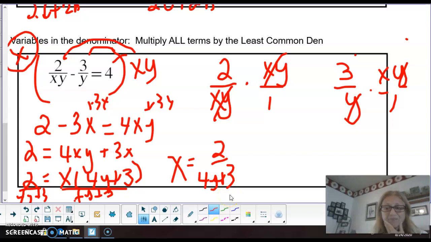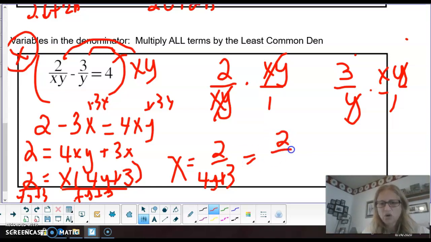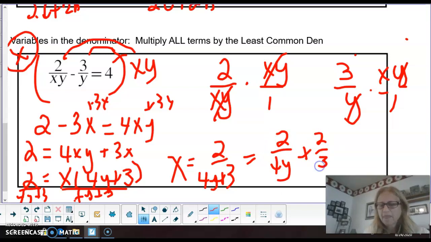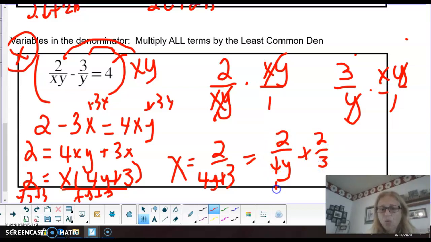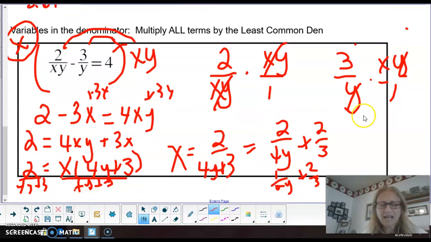And again, I keep bringing this up. You can simplify it if you want to. I'm going to show you what that looks like. So we have 2 over 4y plus 2 over 3. And then these can simplify into 1 over 2y plus 2/3 because 2 over 4 simplifies to 1/2. Again, I will accept either answer, but this is your future, guys. All right, so that's the last thing we're going to do.